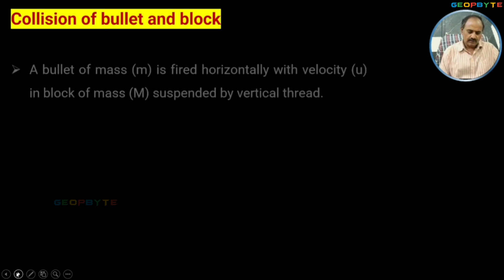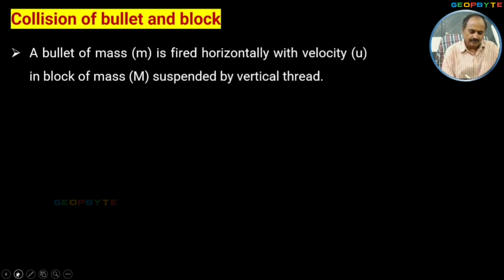Geobyte. Dear students, now let us discuss the last part of the collision, that is collision of bullet and block. Okay, for that, look at the important point.